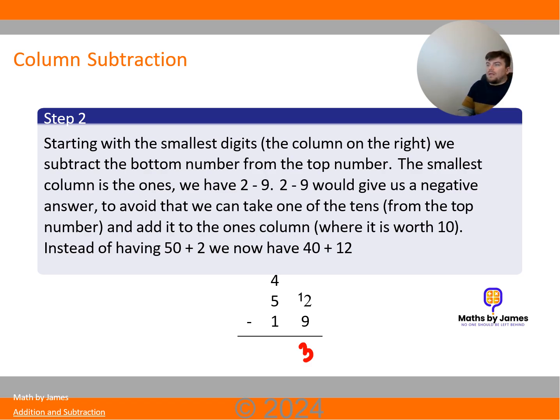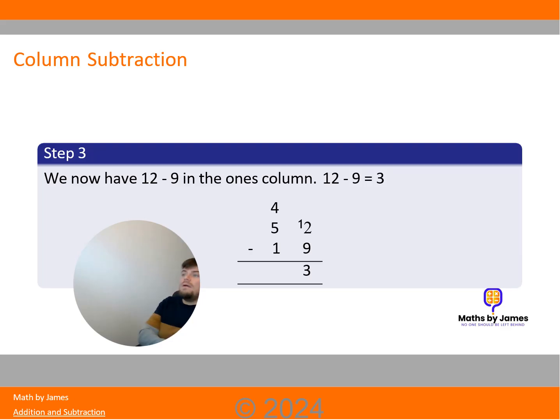And then we do 4 minus 1, which is 3 here. If we have a look at the next step, that explains this also. So now we have 12 minus 9, which is 3.